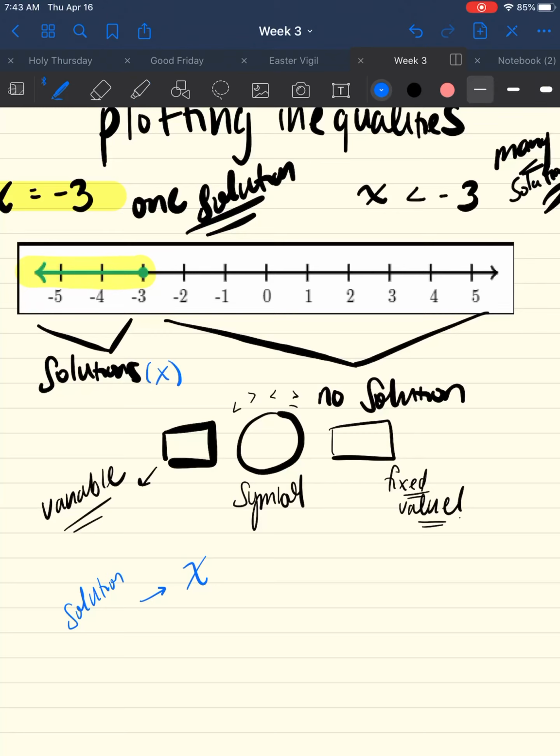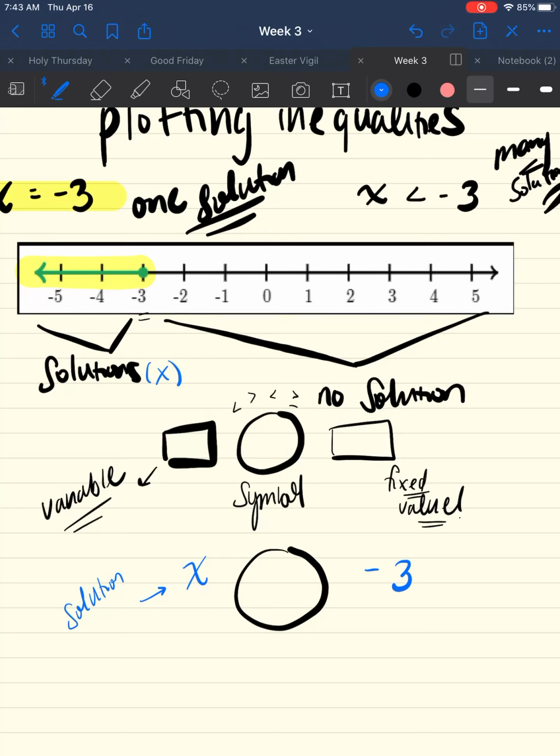So x has to be, now let me go ahead and write the symbol, because if you notice, the fixed value is -3 because that is where we're starting at. So I'm going to go ahead and also put -3. Well, x has to be what? The solutions have to be what to -3? Well, let's take a look at it. I notice that we're going from -3, and I notice that the circle is also shaded in. And then we go to -4 and -5. All those numbers are less than -3.